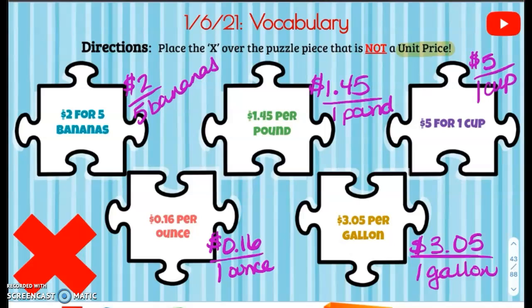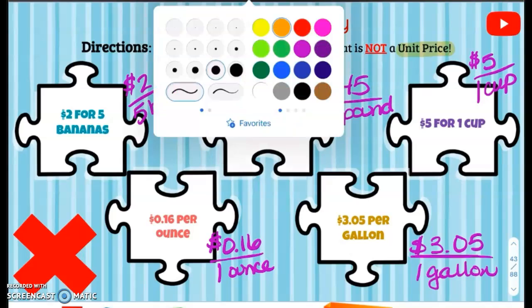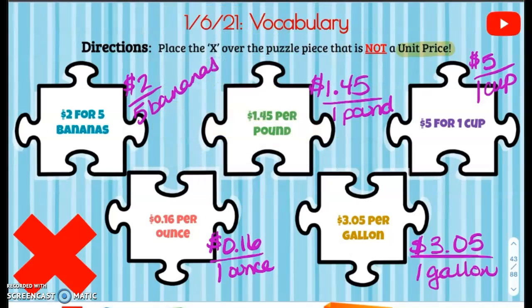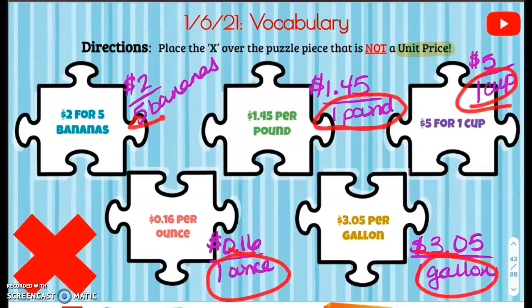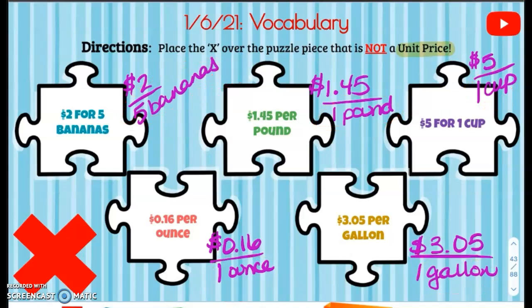Now, what does not belong here? Which of these has a denominator of not 1? So here's our 1, 1, 1, 1, 5. So we are going to draw that red X over this first one up here because it is not a unit price. Unit meaning we have a 1.